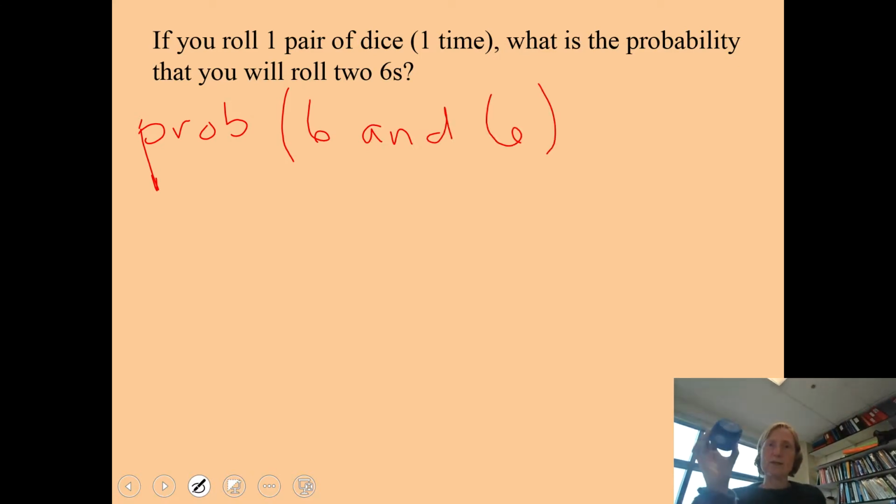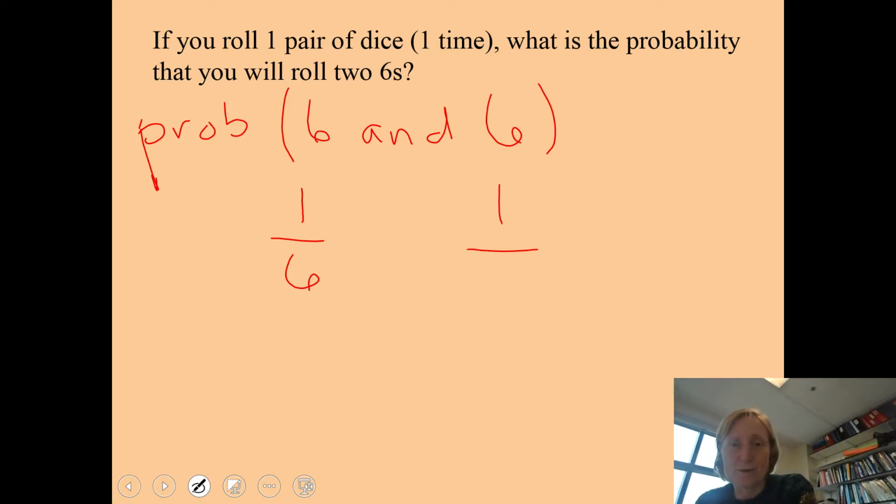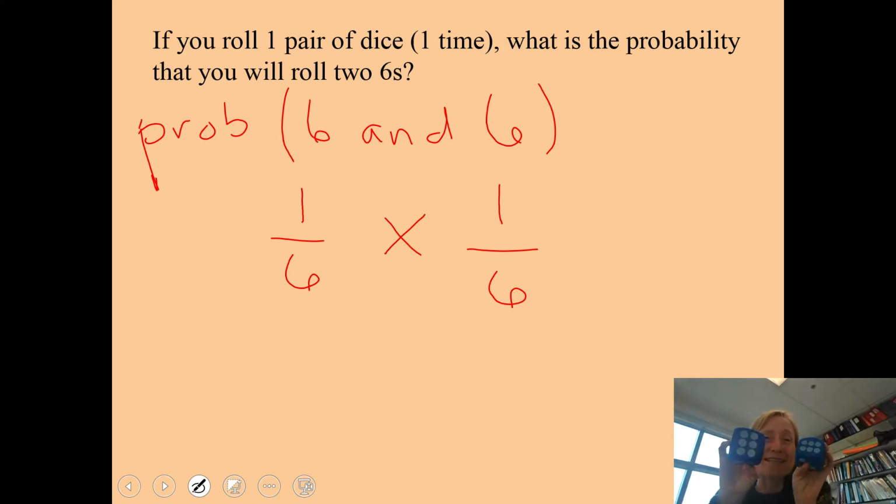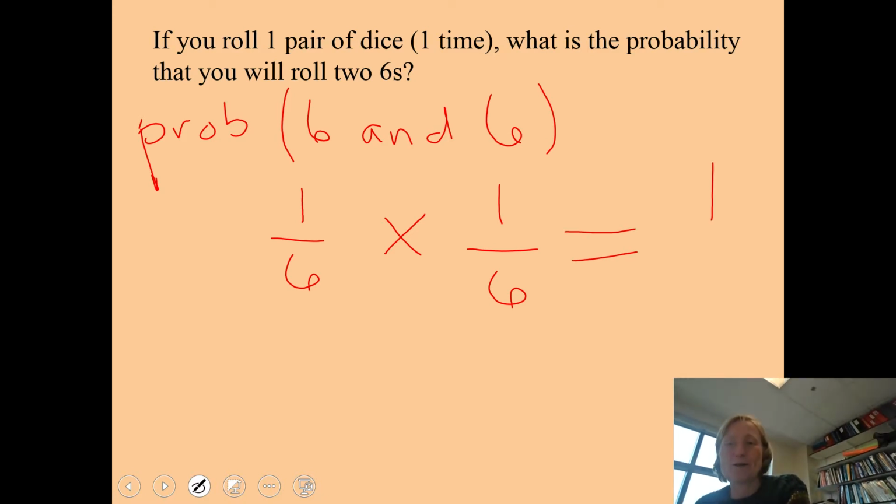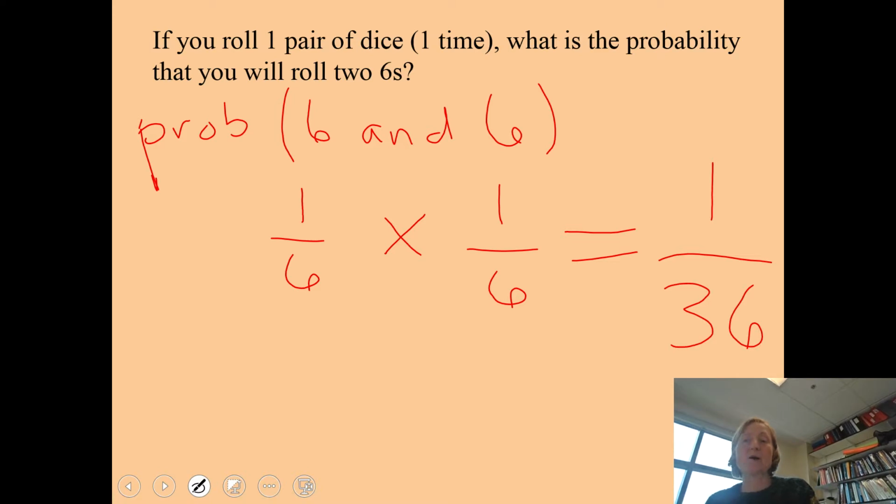Well, what's the probability of rolling a 6 on the first dice? 1 out of 6, unless you have some bad dice. What's the probability of rolling a 6 on the second dice? 1 out of 6. What's the total probability? I want to get a 6 on the first dice and at the same time a 6 on this dice. 1/6 times 1/6 equals, do the math correctly, 1/36. I have a pretty low shot of getting Yahtzee. I have a low probability of getting a 6 on both dice. It's possible, 1 out of 36 times.